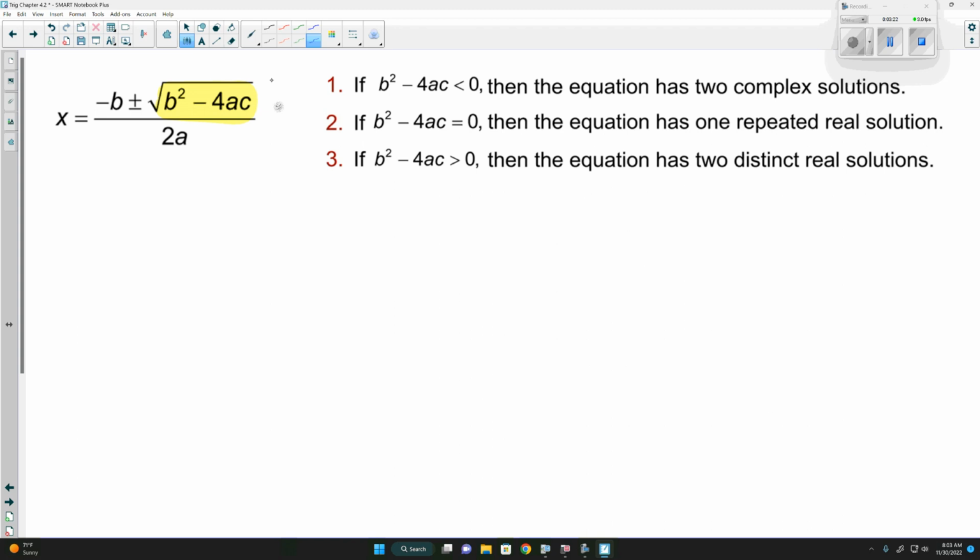Because if the discriminant is positive, we'll get 2 real solutions. If it's equal to 0, we'll get exactly 1 real solution. And if it's less than 0, we'll have 2 complex solutions. Now the reason that for greater than 0 and less than 0 we have 2 really comes from the plus or minus. Because whatever value comes out of the square root, that plus or minus is going to make it positive and negative. We'll have 2 different values. We have 2 different options.